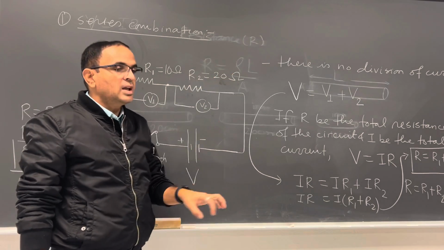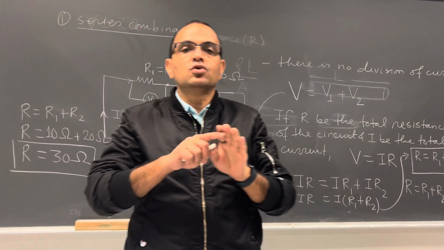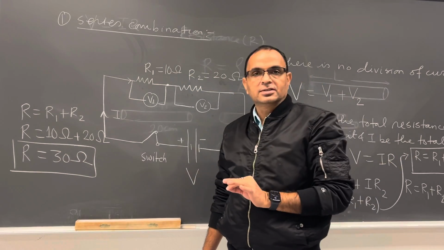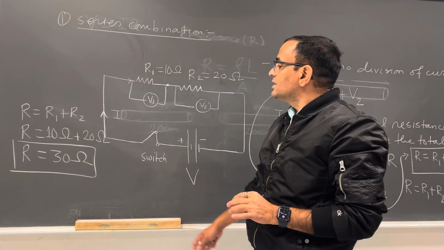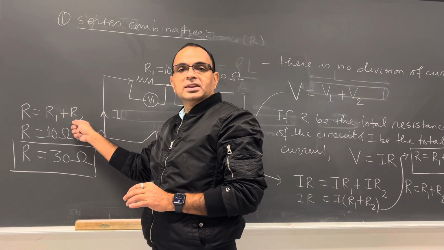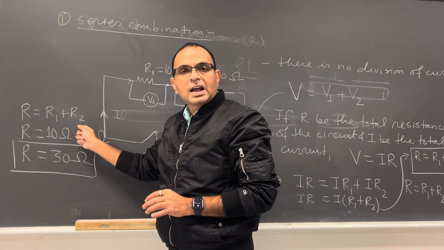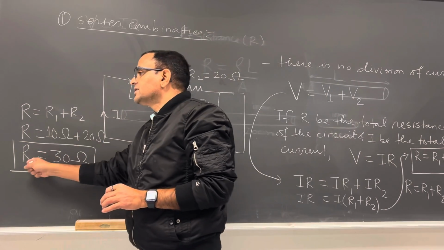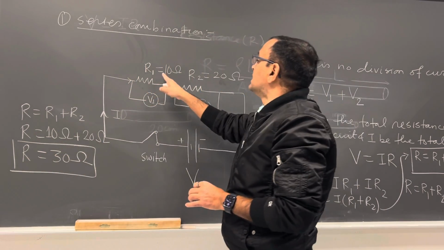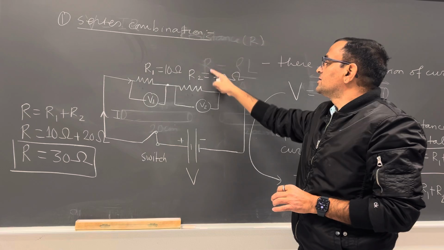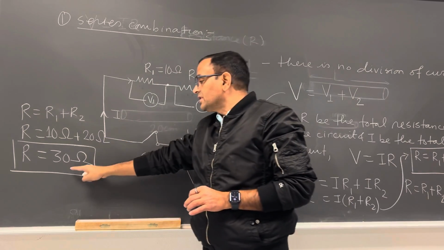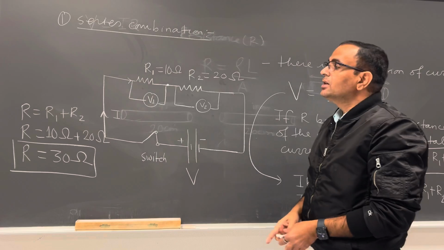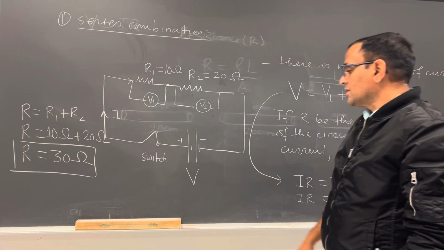Okay, one more time, in series combination there is no division of current. The same current is passing through each resistor. And the total resistance is the sum of the individual resistances, R equal to R1 plus R2. And here the total resistance is greater than the greatest resistance. Here the greatest resistance is 20 ohm, but our total resistance of the circuit is 30 ohm. So it is pretty simple. Okay, and this is the series combination.